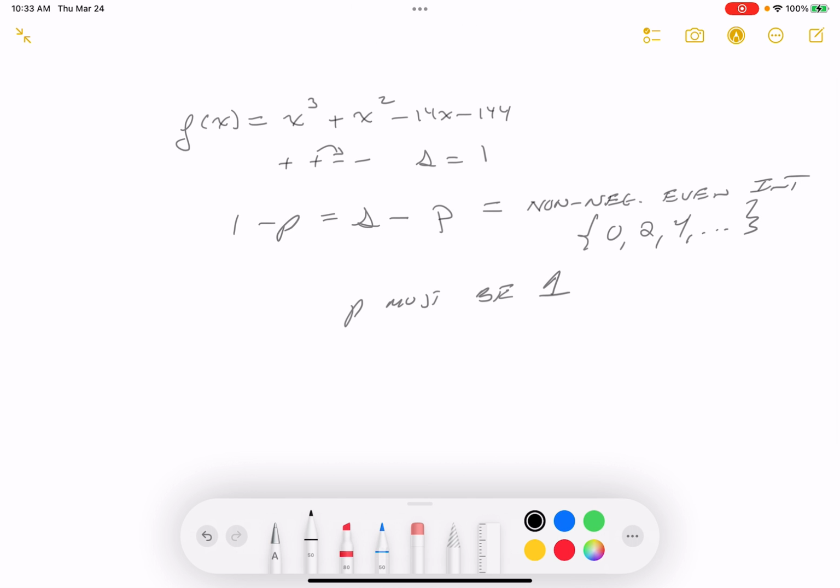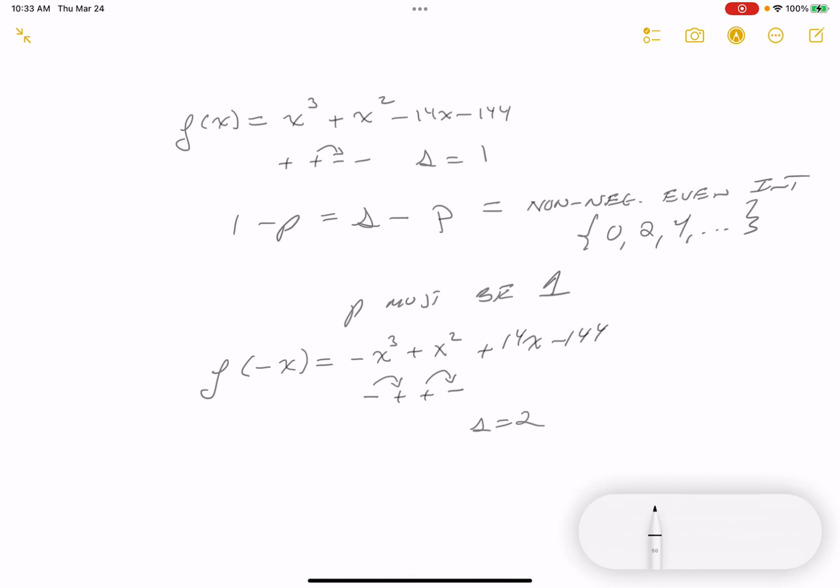Now, what I'm going to do now is rotate the curve to take the negative roots to make them positive. To rotate the curve about the y-axis, I just evaluate the function f of minus x. What would that give you? Minus x cubed plus x squared plus 14x minus 144. Let's put the signs down. Minus, plus, plus, minus. What do you got to do now? You need to count the sign changes. All right? I know it's difficult, but let's see if we can do it. When you get over here, one here, and one here. So S equals 2.